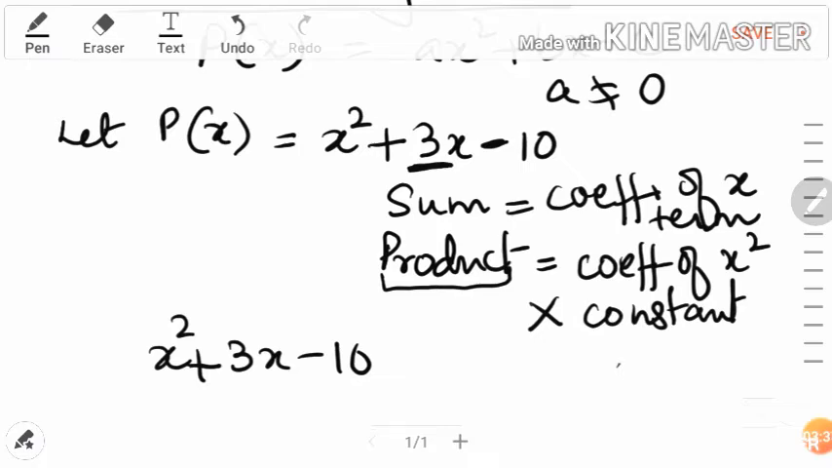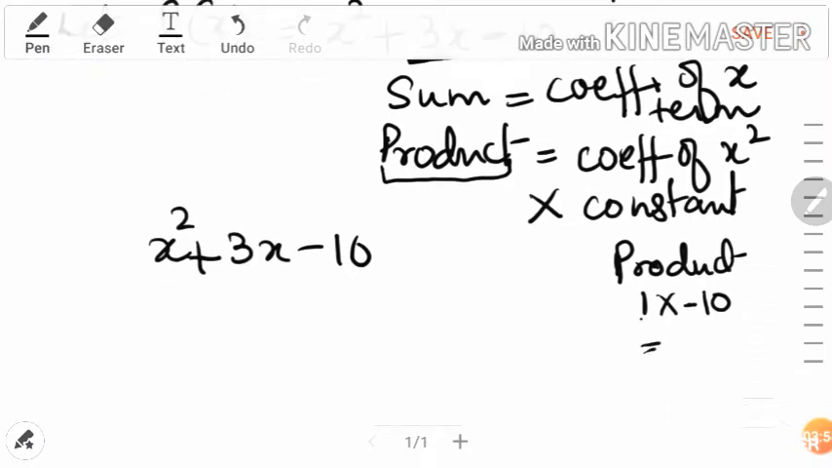In this, the product will be coefficient of x square, which is 1, so 1 into the constant term, minus 10. 1 into minus 10, so product is minus 10. Now we need to find two factors of minus 10 such that the two factors on adding give us the sum. What is the sum? The sum is the coefficient of x. So the sum is plus 3.